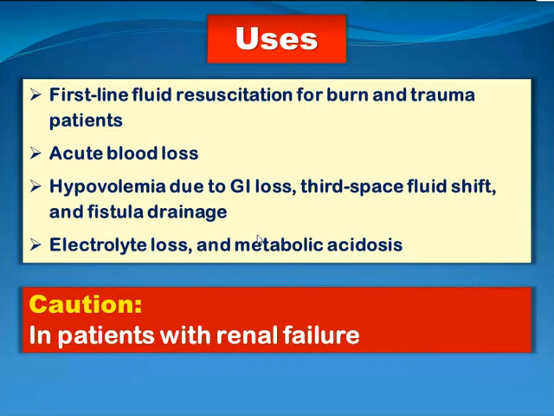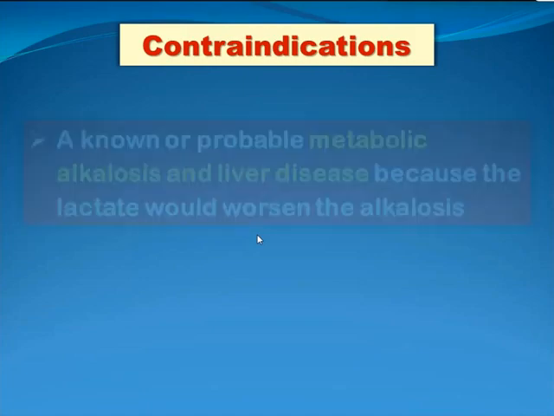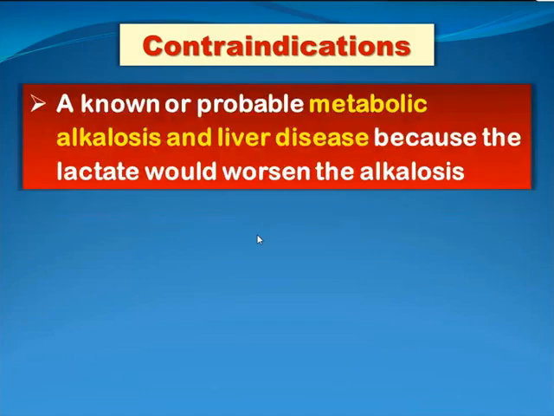Now, contraindications. We have 2 major contraindications to use Ringer lactate. The first is in cases of known or probable metabolic alkalosis. The example, as we mentioned before, is isolated vomiting. Isolated vomiting always causes metabolic alkalosis, and we know why. And in cases of liver disease, if there is a liver impairment.